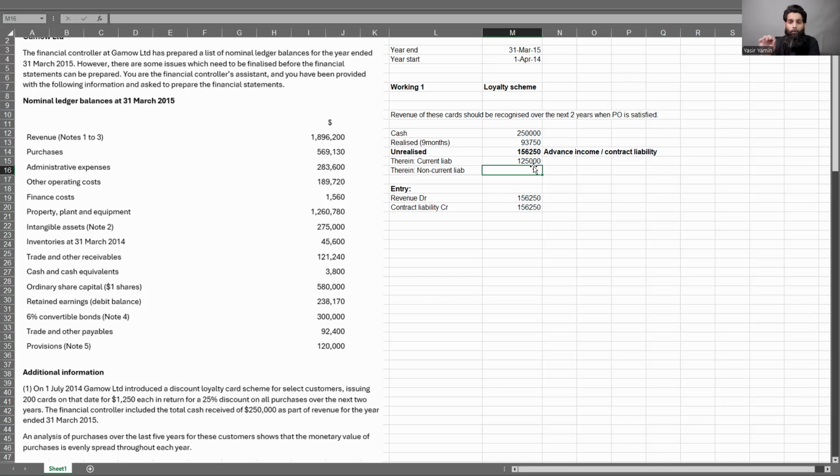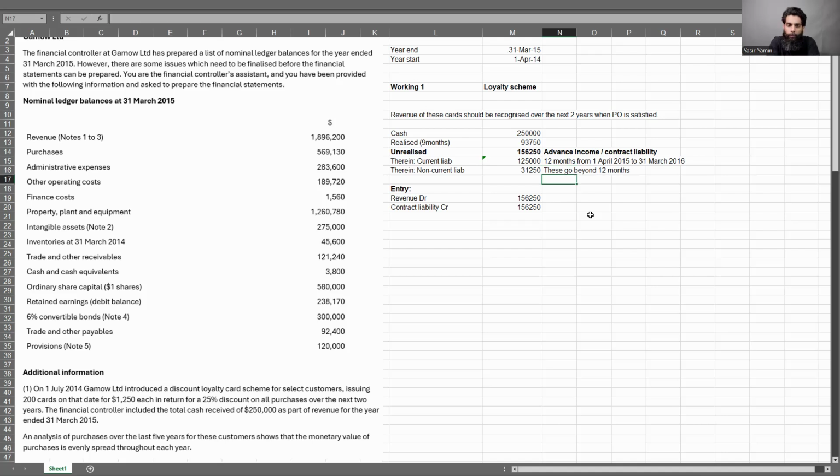125,000 worth of advance income will be realized in the next 12 months. In the next 12 months, this should be your current liability. Make sense? This is 12 months from 1st April 2015 to 31st March 2016. Make sense? And the remaining should be classified as non-current liability. These go beyond 12 months.